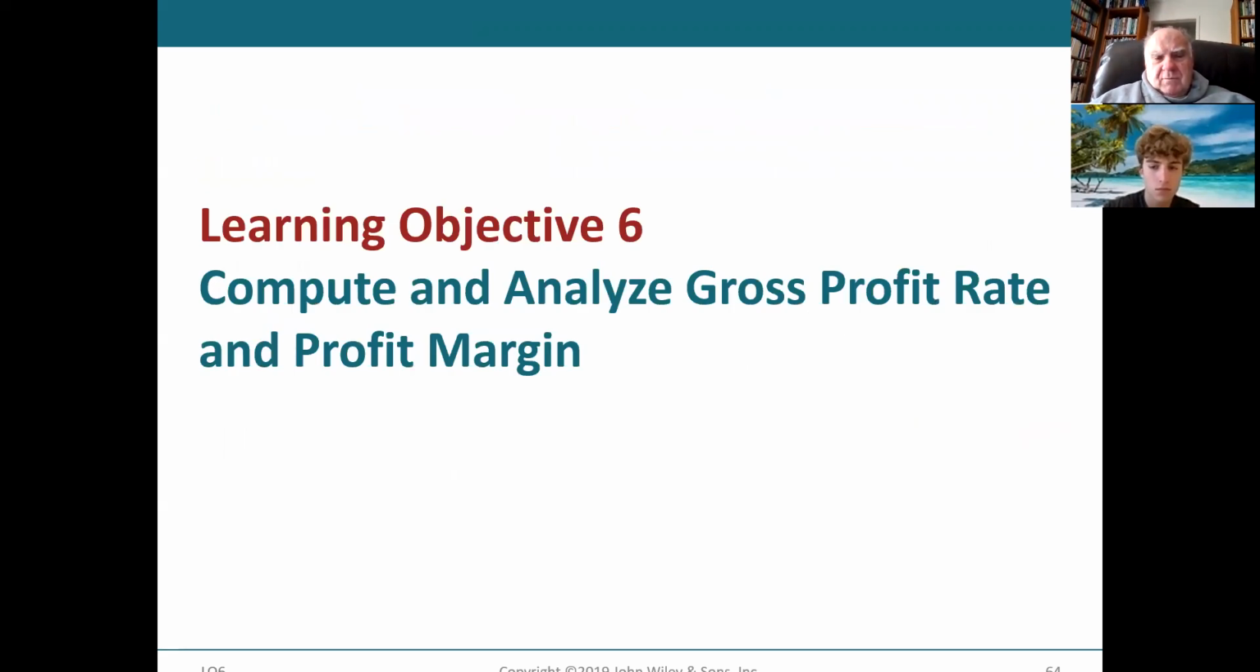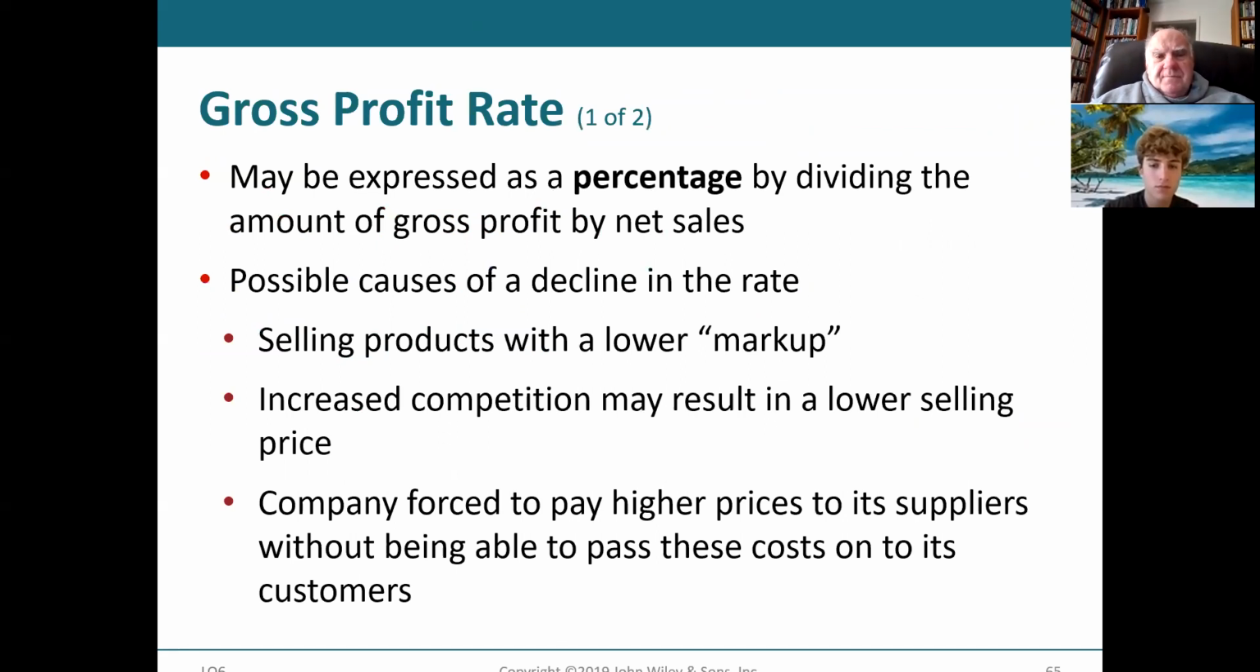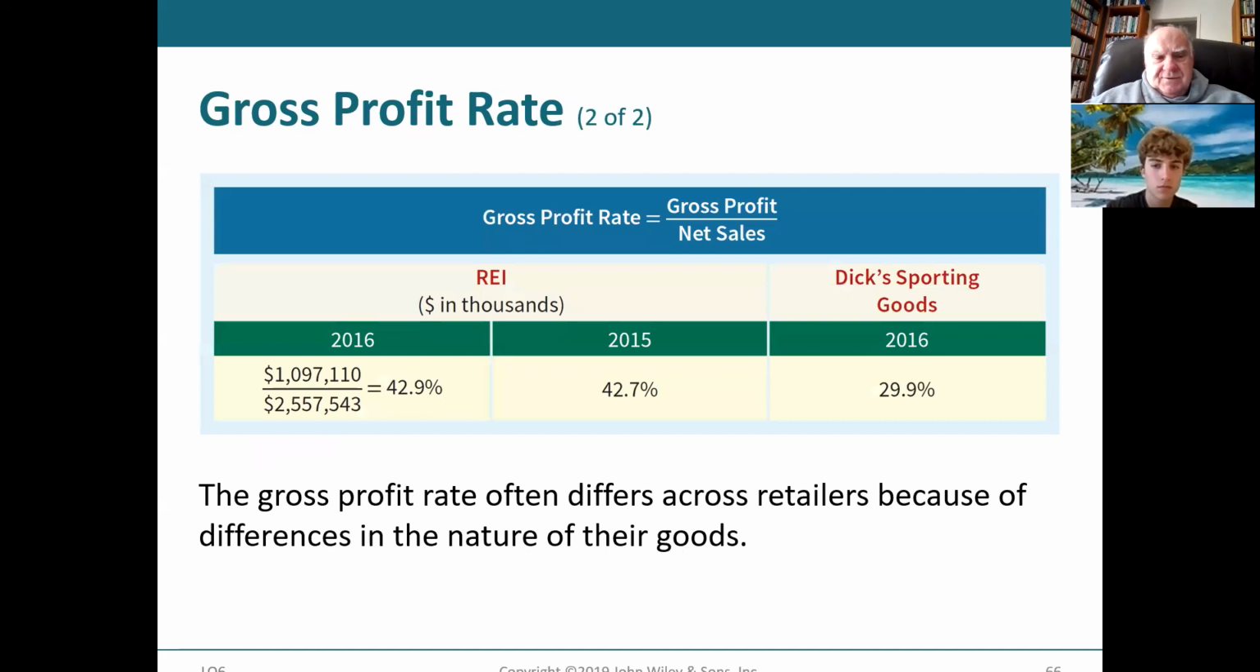Gross profit rates and profit margin. Here's a couple of metrics. We can always express our metrics in terms of a percentage, okay? By dividing the gross profit by the net sales. So just take a peek at this. Two sporting goods stores. You take the gross profit divided by the net sales, that gives you a number. The higher, the better. So REI in 2016 has a 42.9%. Let's call it 43%. It means that for every dollar they sell, they retain 43 cents. So every time they sell something, they retain 43 cents on the gross profit.